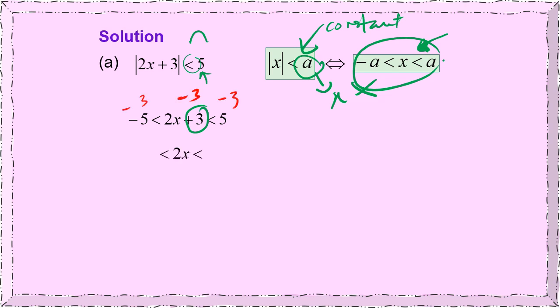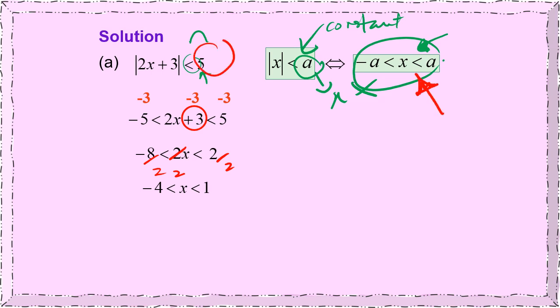So we get negative 8 is less than 2x and less than 2. After that we have to eliminate 2. How to eliminate 2? We divide by 2. Divide by 2, divide by 2. So we get negative 4 less than x less than 1. For this one you can use this definition because it's just a constant on the right side.